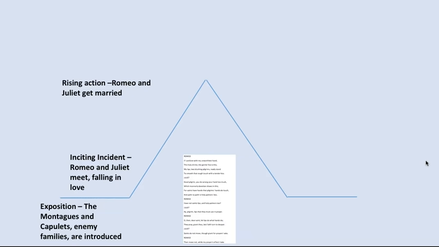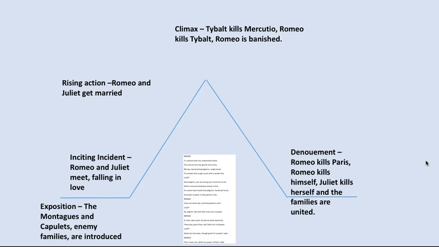The rising action, Romeo and Juliet get married. The climax, Tybalt kills Mercutio, Romeo kills Tybalt, Romeo is banished. And it all winds down to the denouement where pretty much everybody dies. Romeo kills Paris, Romeo kills himself, Juliet kills herself, the families are united.